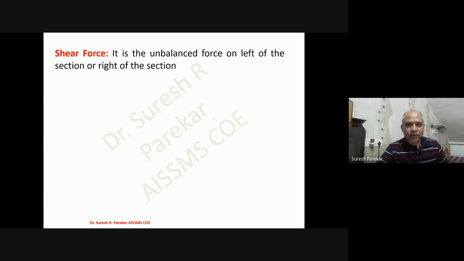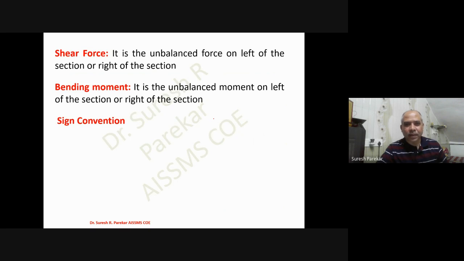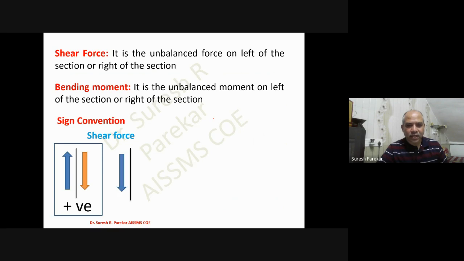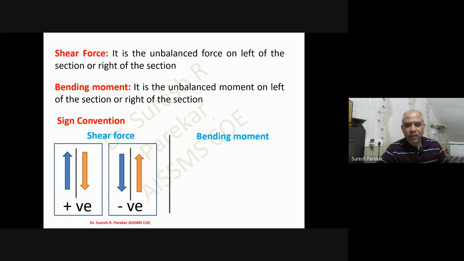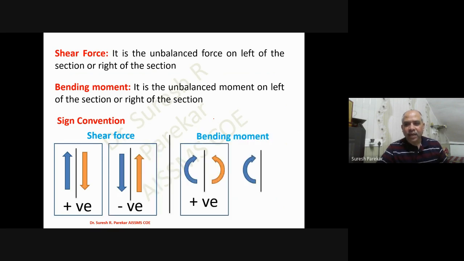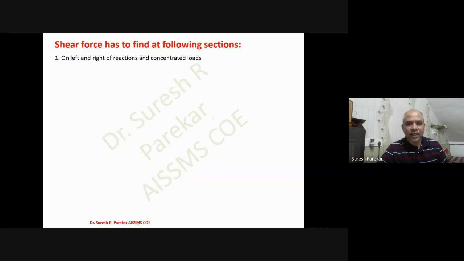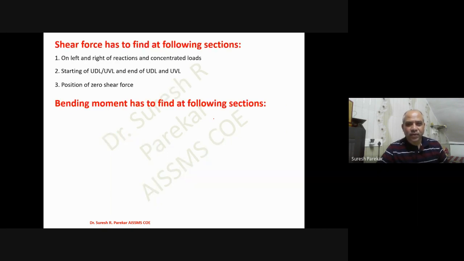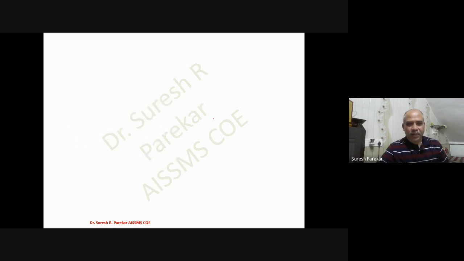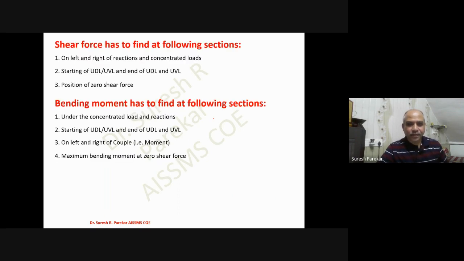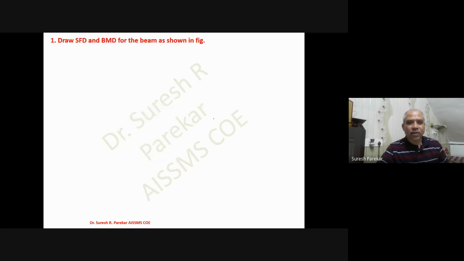So now we have the shear force, which is the unbalanced force on the left or right of this section. Bending moment is found in the same way, that is, the unbalanced moment on the left or right of this section. Then we have the positive and negative sign conventions, bending moment plus and bending moment minus. Where we have to find shear force, we have these values, and where we have to find bending moment, we have these guidelines. Then we will go with the first problem.